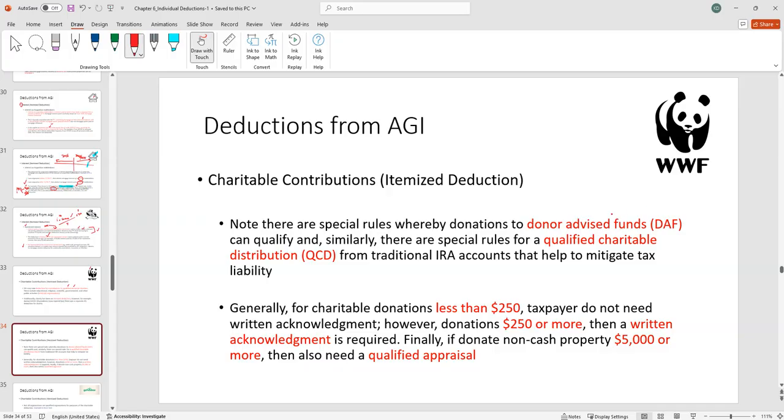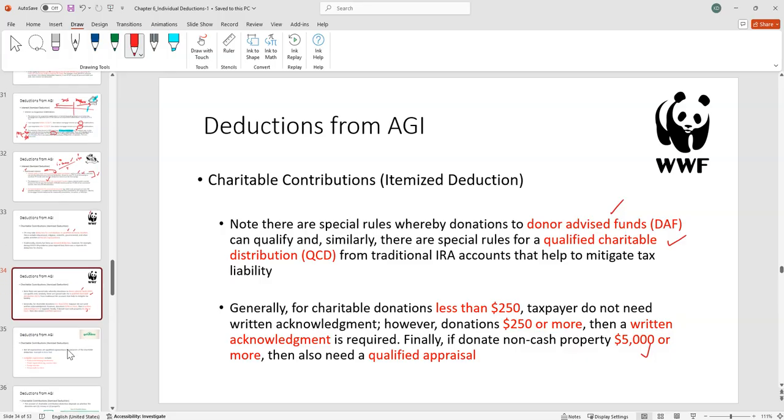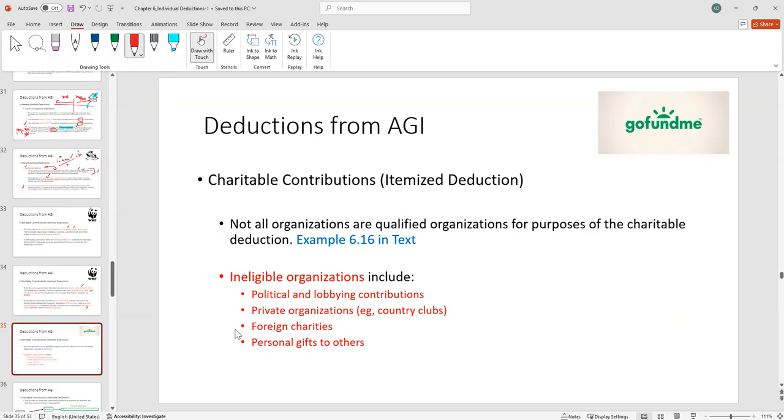You can read through this for workarounds or tricks you can do for a donor-advised fund and a qualified charitable distribution. Also, be aware, depending on how big the amount you give, you are going to have to get some type of acknowledgement of it, a receipt. And if it's a big donation, like you want to give a boat or something fancy, you will have to get an appraisal to make sure that what you're claiming as the deduction represents what that thing is worth. Now, again, it has to be the right type of organization.